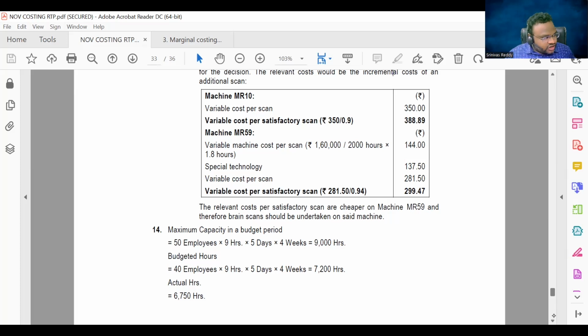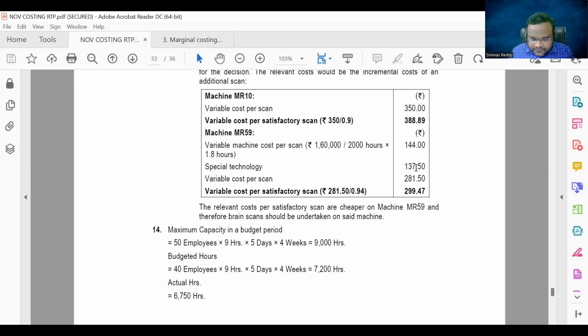Now, what is your MR10 cost amount? 1,60,000 is for how many hours? 20 hours. So 1,60,000 divided by 2,000, into how many hours it is taking? 1.8. So 144. Special technology 137.5. Fixed cost, how much is the fixed cost amount? Fixed cost is 243,750 divided by 2,000 hours, which is 121.875.